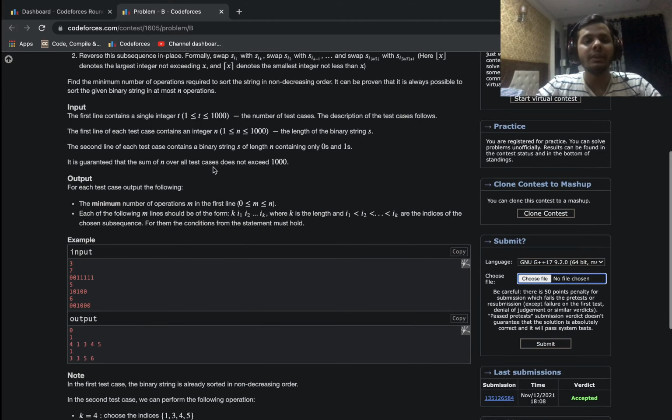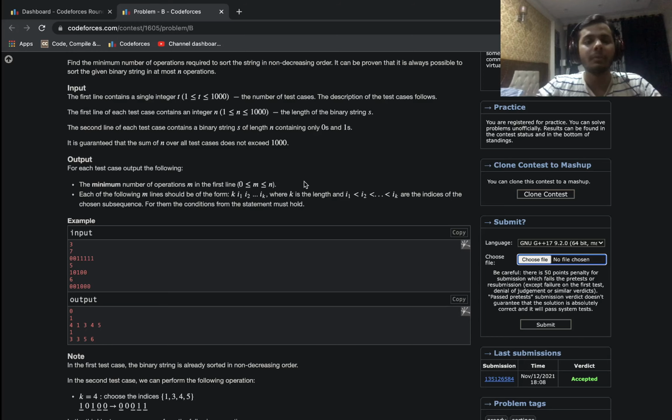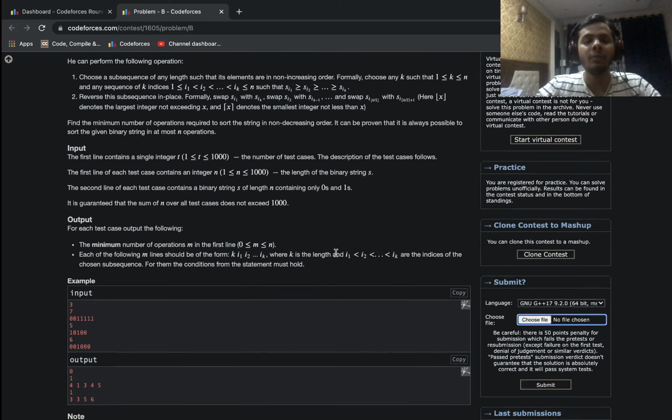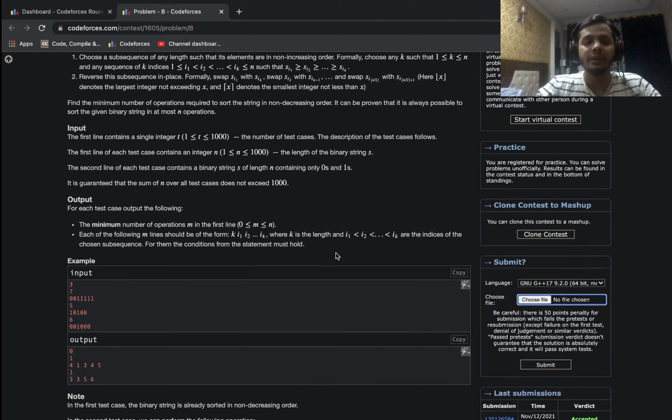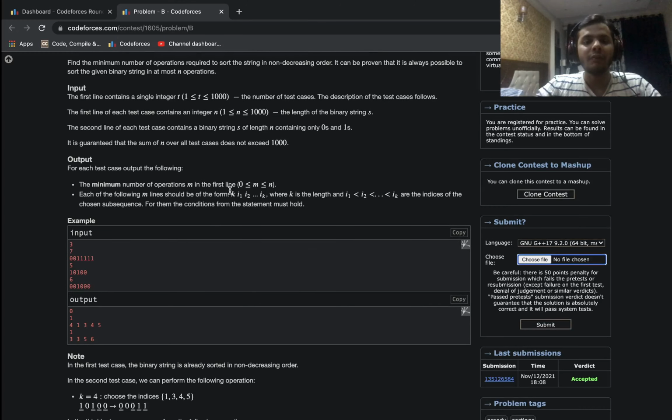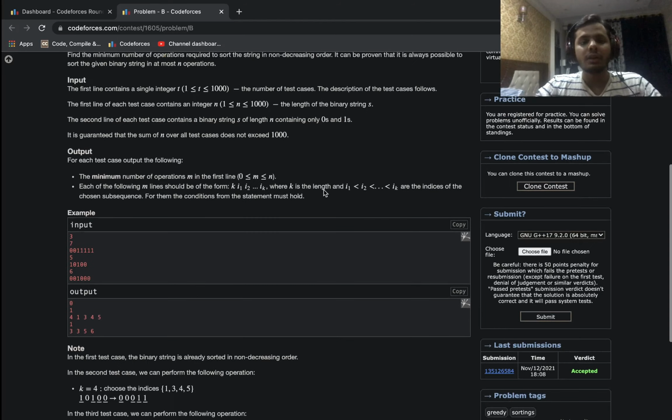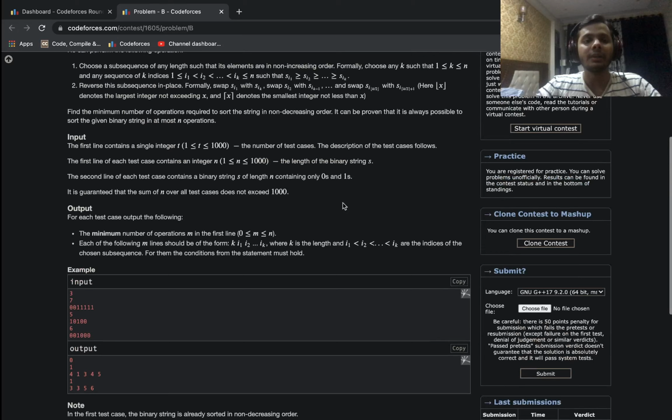So as an output, we need to print the minimum number of operations that we need to perform, as well as what exactly the operations are. So we have to print the number of elements in the subsequence which I am taking and all the indices of the subsequence. So yeah, this is the problem. Let's try to make some observations here.